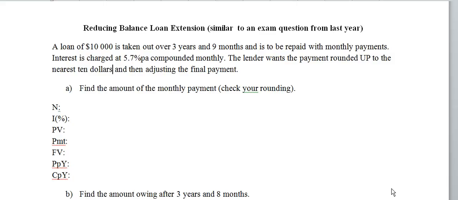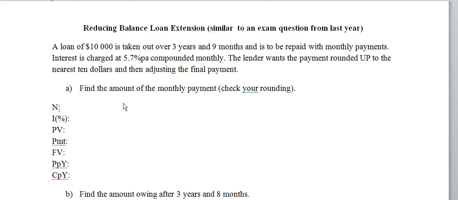So here's the scenario. There's a loan of $10,000 which is taken out over 3 years and 9 months and is to be repaid with monthly payments. Interest is charged at 5.7% per annum compounded monthly. There's a few things to this problem that make it a little bit more challenging. The lender wants the payment rounded up to the nearest $10 and then adjusting the final payment. So what that means is the first 3 years and 8 months, you'll make a certain payment, which is the rounded version, and then in that very last month, you'll make a slightly adjusted payment to just pay off whatever's left.